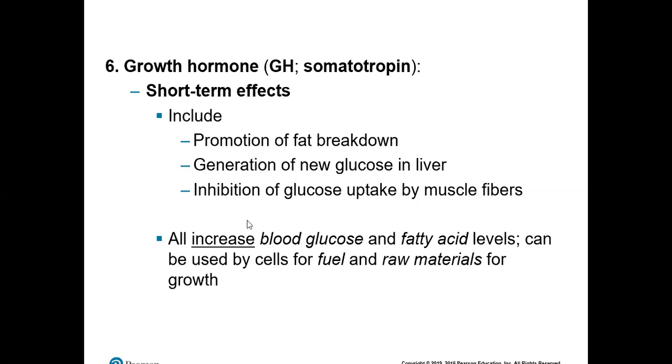And so all of these things are based on getting energy. Promotion of fat breakdown, so you digest fats a little faster, and that releases energy. Generation of glucose in the liver can take place, a process called gluconeogenesis, again to help you have enough energy for metabolism. And it also slows down a little bit of the glucose uptake by muscle fibers, and that allows more glucose to be used to actually build up muscle tissue rather than being used for contraction of the muscle cells.